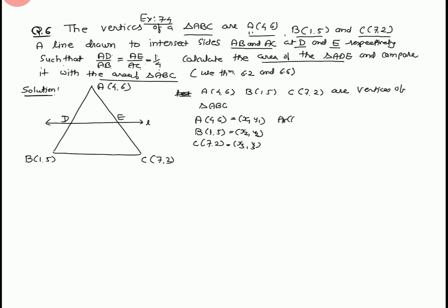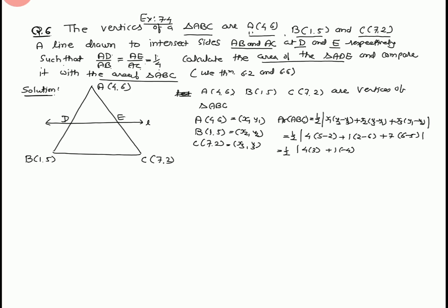Now area of ABC equal to 1/2 [x1(y2 minus y3) plus x2(y3 minus y1) plus x3(y1 minus y2)] equal to 1/2 [4(5 minus 2) plus 1(2 minus 6) plus 7(6 minus 5)] equal to 1/2 [4 into 3 plus 1 into minus 4 plus 7 into 1] equal to 1/2 [12 minus 4 plus 7] equal to 1/2 [19 minus 4] equal to 15/2.